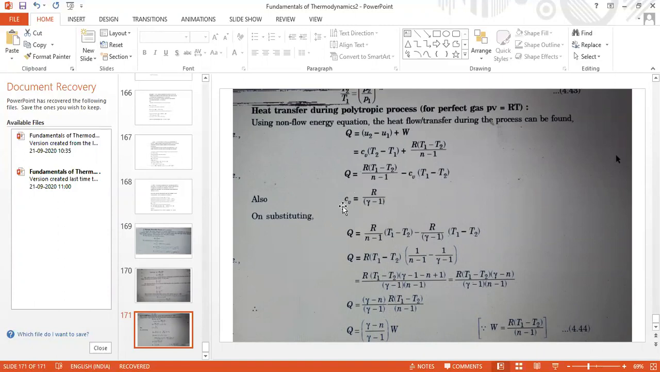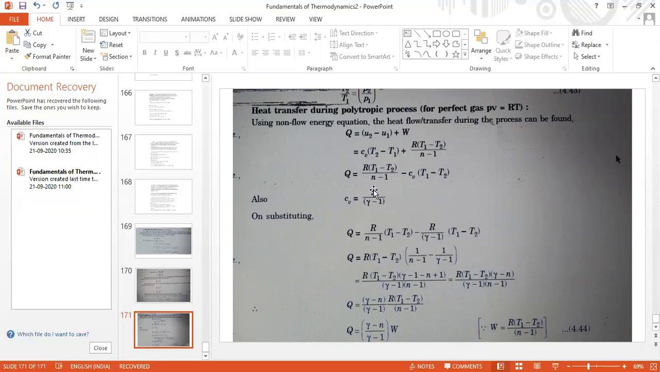Earlier I told you to derive the CP and CV in terms of R and gamma. From two equations, CP minus CV is equal to R, and CP by CV is equal to gamma. From that equation, we have CV value R by gamma minus 1. And here, in the place of CV, we write R by gamma minus 1. And ultimately, T1 minus T2, and R is common in these two terms of the heat transfer equation.